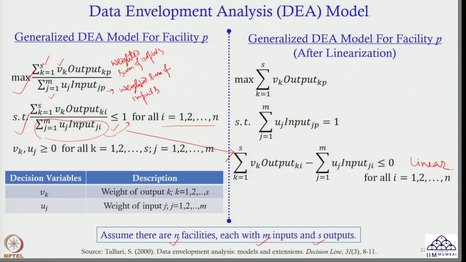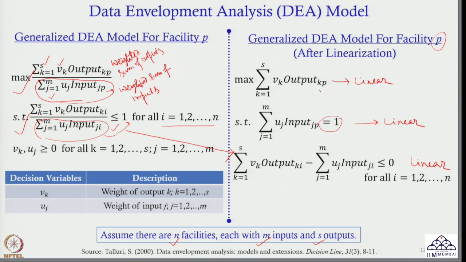Now the objective function has to be linear. As we discussed, we should make the weighted sum of inputs equal to 1. So that is what we have written: summation over j equal to 1 to m of Uj into input jp, the weighted sum of inputs, equal to 1. Again, this is linear. Now the weighted sum of outputs is my objective function. This is also linear. So now this is the generalized DEA model after linearization for facility P. P could be 1, 2, 3, 4, and so on up to n.